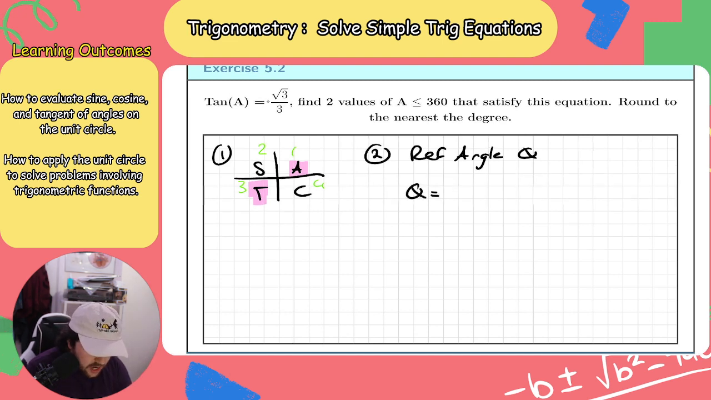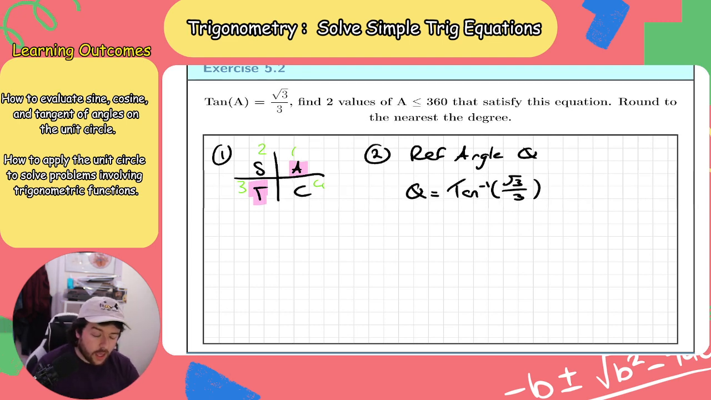I ignore the sign here. Well, there's a plus, so it's fine. I don't have to ignore any minus sign. So it's going to be tan inverse root 3 over 3. And if my suspicions are correct, it should be like 60 degrees. But we will see. 30. Oh, I was wrong. Okay, so my reference angle is equal to 30 degrees.